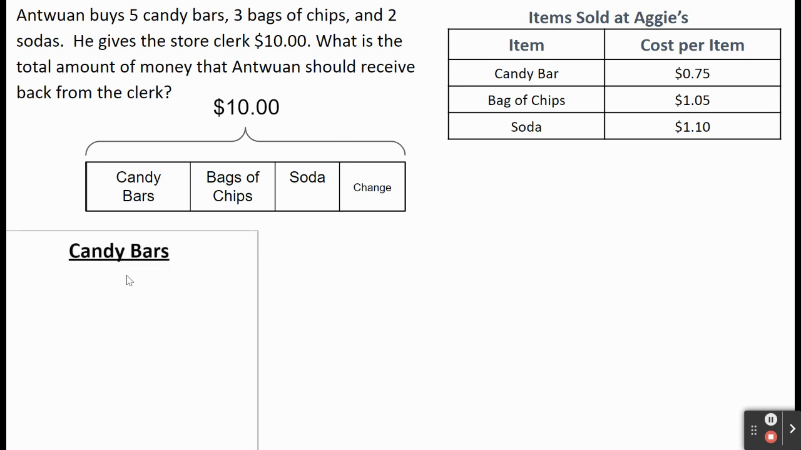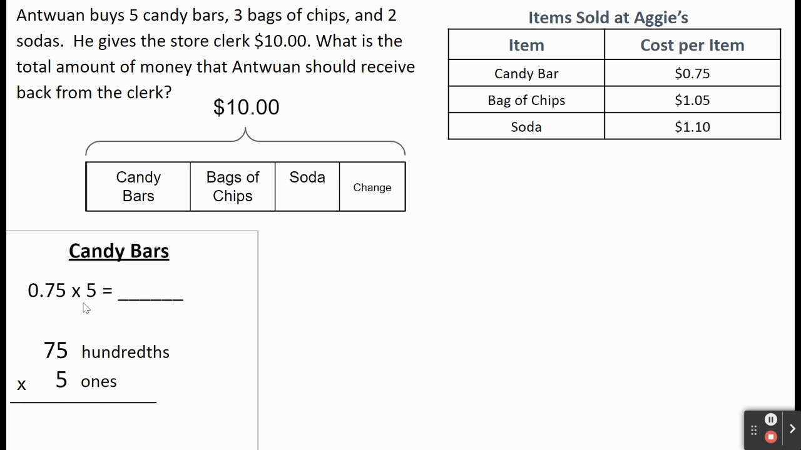So let's find out how much money those 5 candy bars are going to be. We know he's going to be buying 5 of the candy bars, and according to the table, each candy bar is worth 75 cents. So we're going to multiply 75 cents times 5 to see how much money he spends on candy bars. We can rewrite 75 cents as 75 hundredths since the 5 is in the hundredths place. Since the 5 in the next factor is in the ones place, we can multiply this by 5 ones.